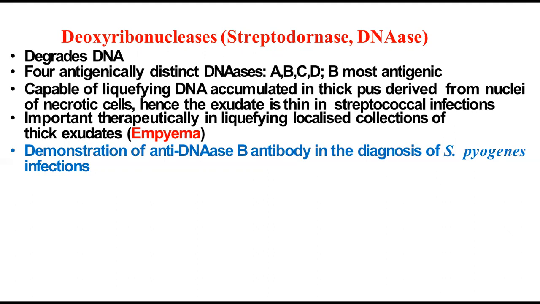when the cells are infected, it cuts their DNA and destroys it, due to which the cells are directly killed, and the thick pus is converted into a thin pus. And we can also say demonstration of anti-DNase antibody in the diagnosis.